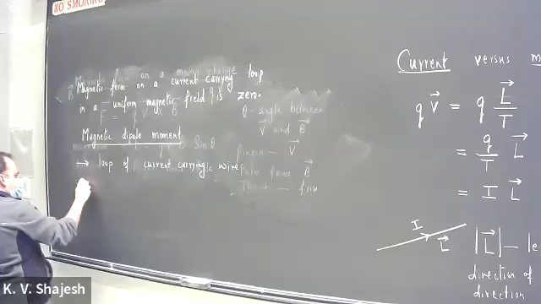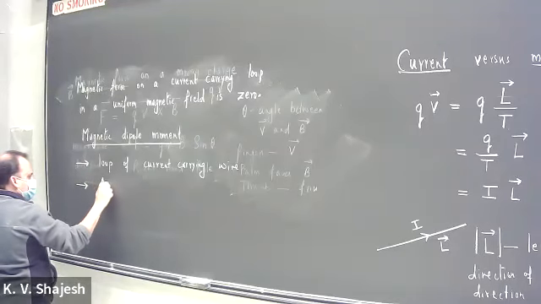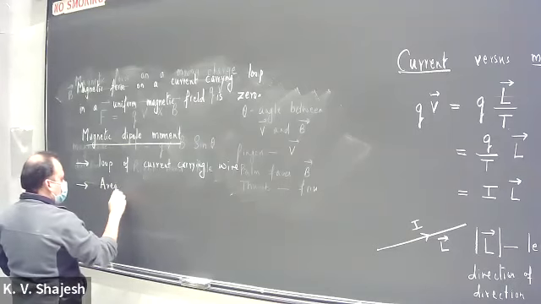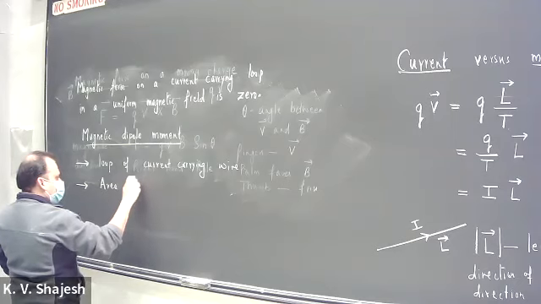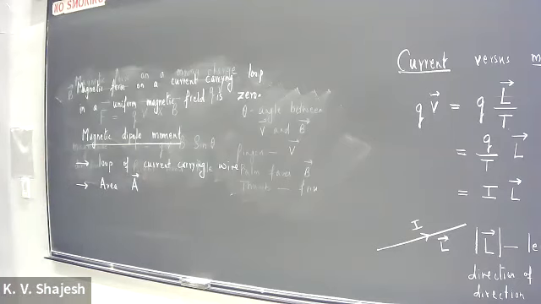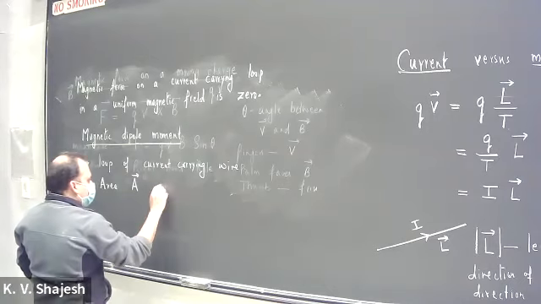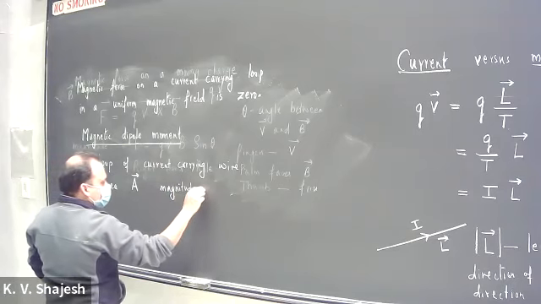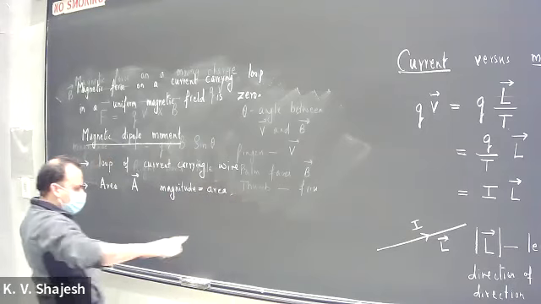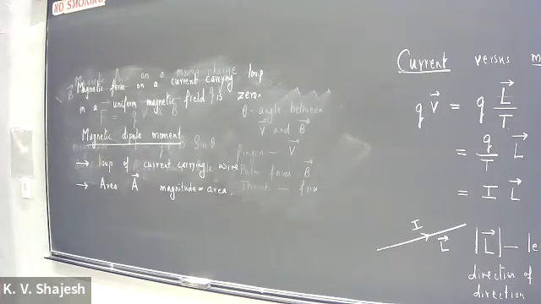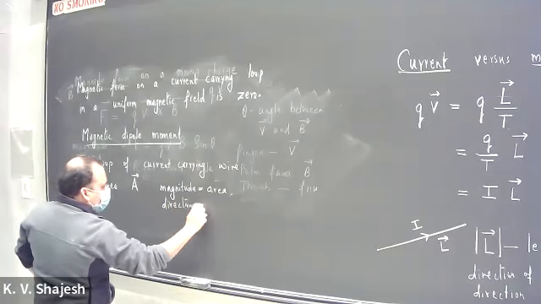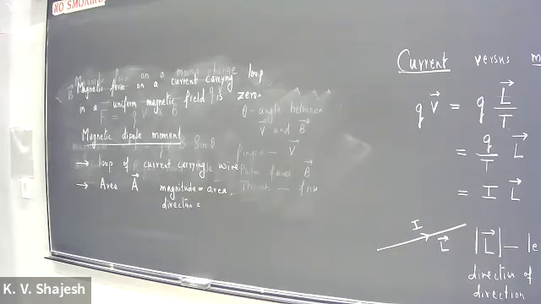You associate an area to the loop. So the area of the loop, let's say area A. It is a vector. The magnitude of the area is the area itself. The area of, let's say, a circle is pi r squared. What about the direction? The direction of the area is the direction perpendicular to the plane containing the loop.